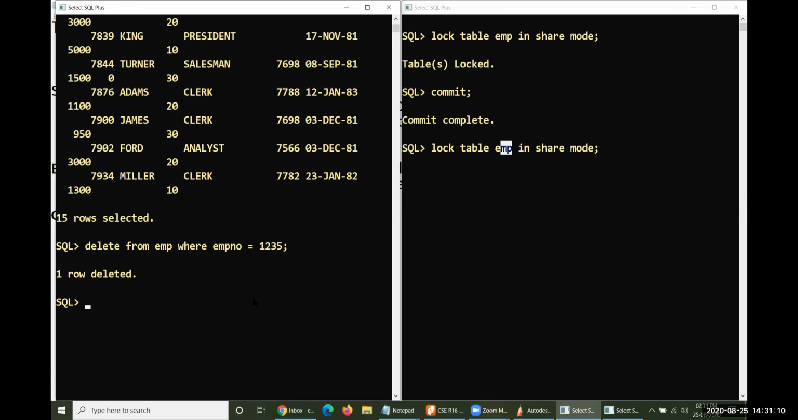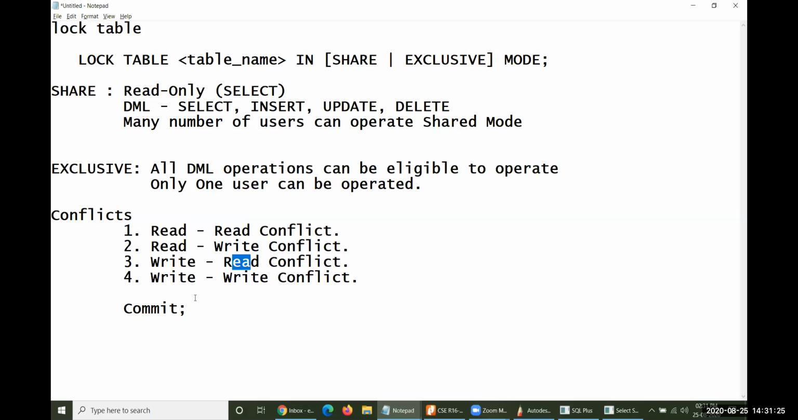Then after this, if you operate a commit, his lock will be released. Look at this. Now it is accepted for locking. So what you are supposed to understand is that when write mode is taken by one user, all other users cannot be permitted to operate either read mode or write mode. Both will not be permitted. This is the point you need to understand regarding write-read conflict.